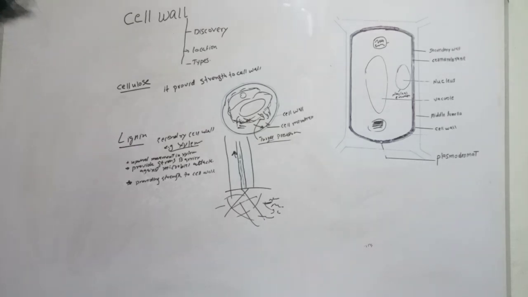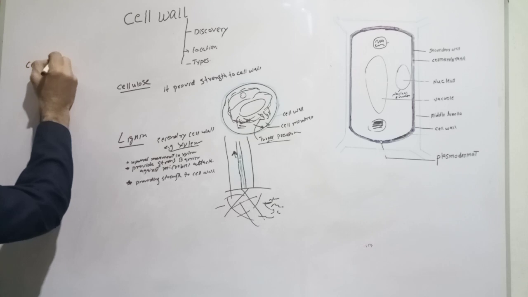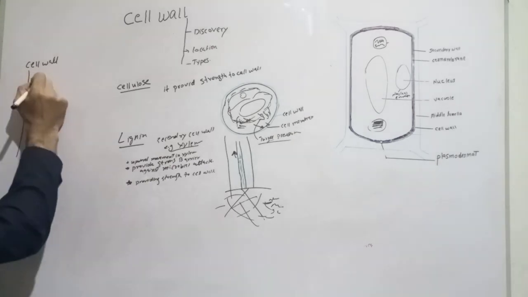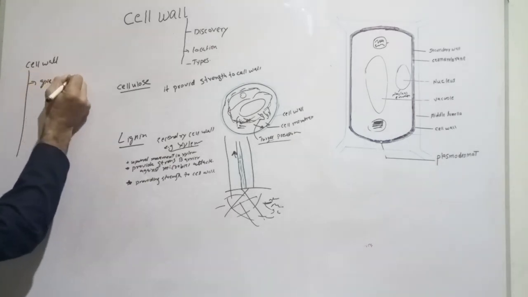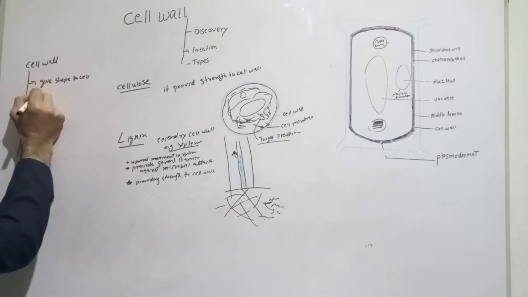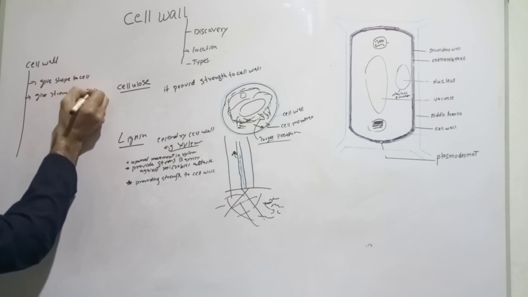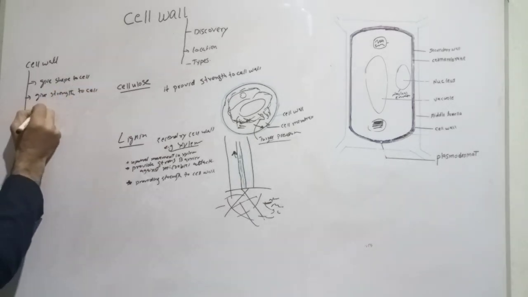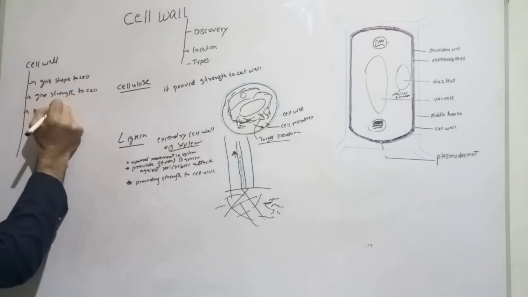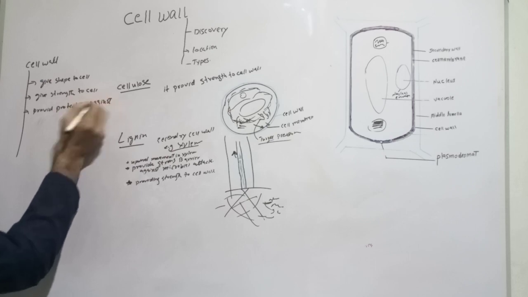Now we want to discuss the overall function of the cell wall. Number one, give shape to the cell. A second one, give strength to the cell. The next one, provide protection against microbial attack.